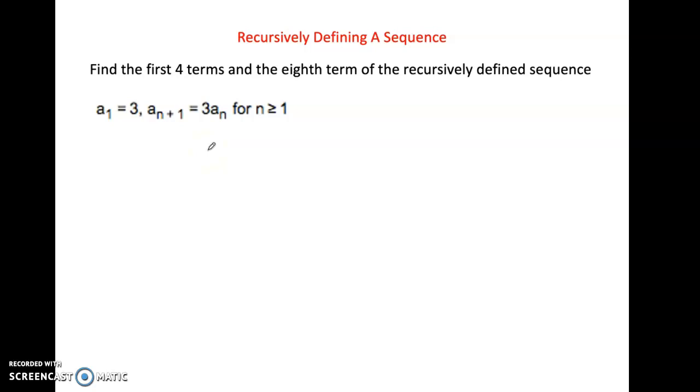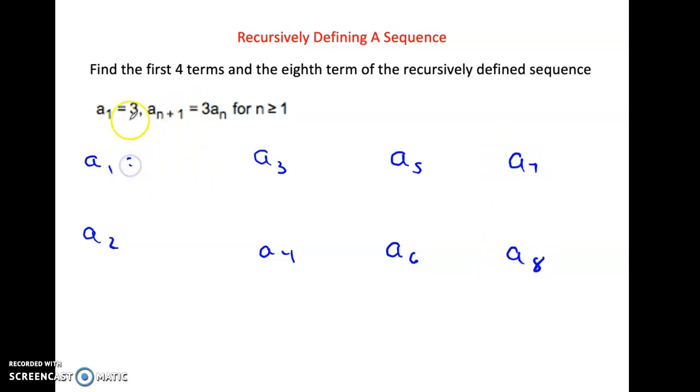So same rules. They want to find the first 4 terms and the 8th. So we're staying consistent with the book here. So first 4 terms, and then since we want the 8th, we know we need 5, 6, and 7 as well. So the first term is given. We just write that down, no work.